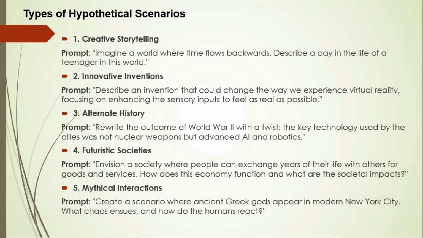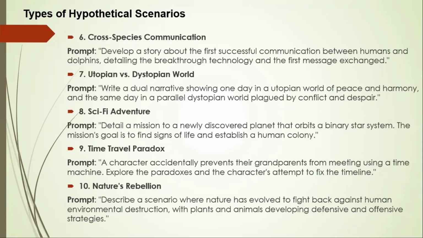Futuristic societies. You can put hypothetically, what should be the futuristic society? Can you give some details? Mythological interactions. You can ask it, okay, behave like a Greek god, and I can ask questions. So those kinds of prompting are happening. Cross-species communication, or utopian or dystopian worlds. You can say, okay, currently we are in a utopian world, what should be the condition of peace and harmony? All these things you can ask, and the GenAI develops from its knowledge and gives you some output. Like all these sci-fi movies and advertisements, they use very futuristic stuff.